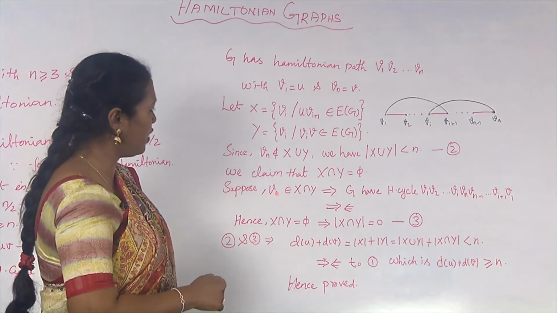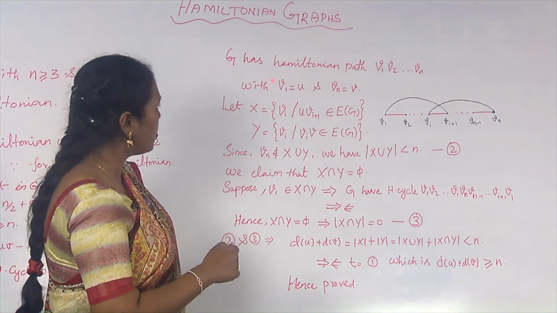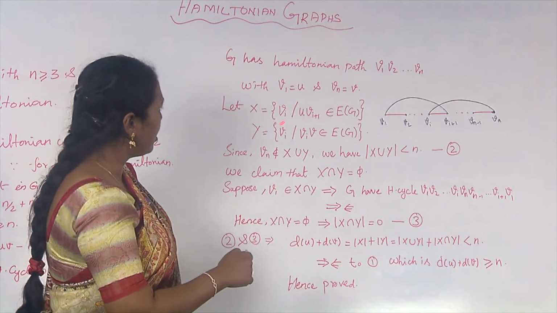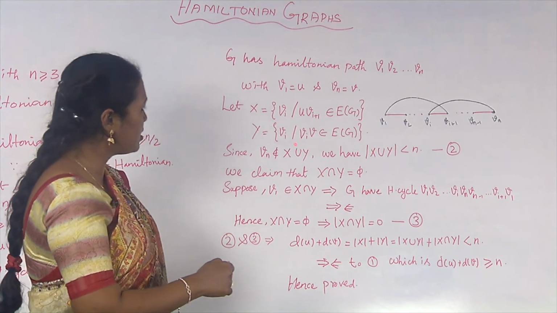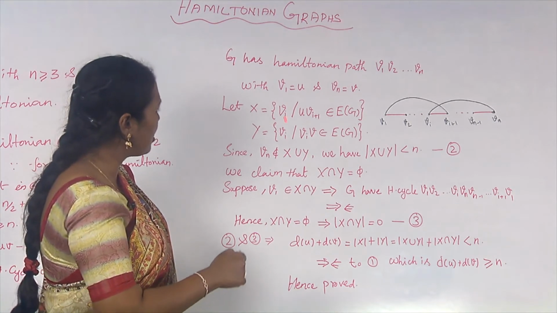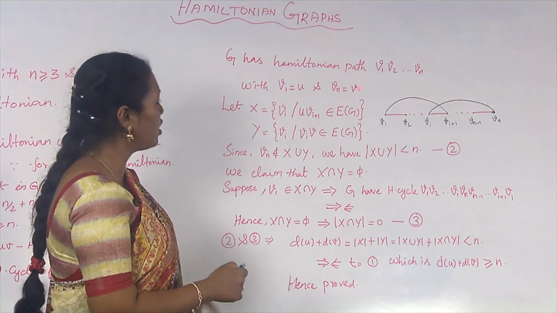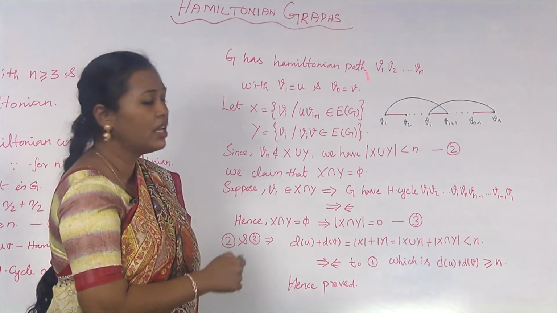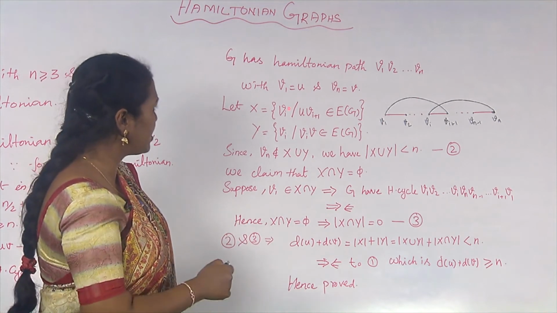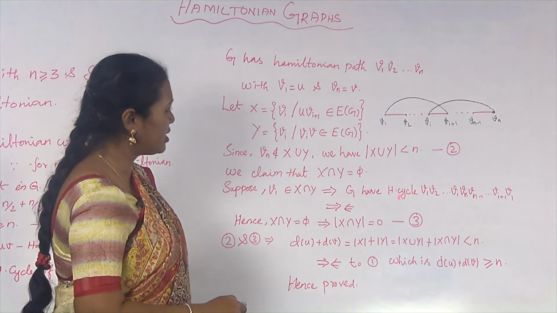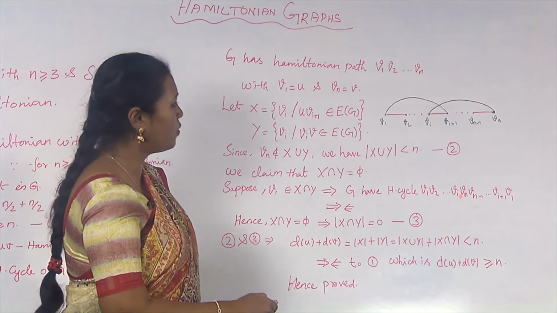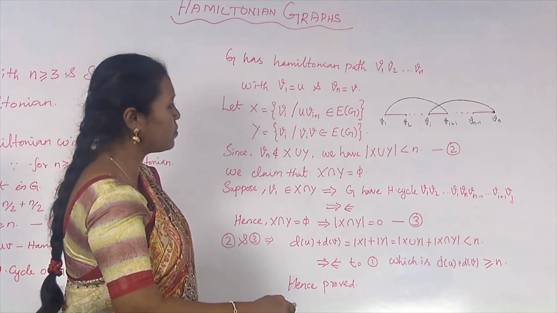Suppose there is a vertex Vi belonging to X intersection Y. X being the set of all vertices which are adjacent with U, and Y being the set of all vertices which are adjacent with V, we are claiming that these two sets are disjoint. There is not even a single element common to both X and Y. Suppose not, there is one vertex, let us say Vi, in X intersection Y. Then G will have the Hamiltonian cycle V1, V2, and so on up to Vi, Vn, Vn minus 1, Vi plus 1 and V1.